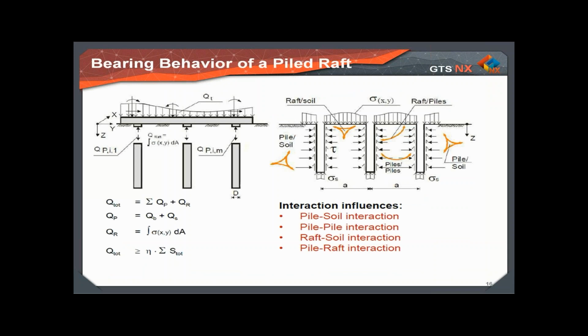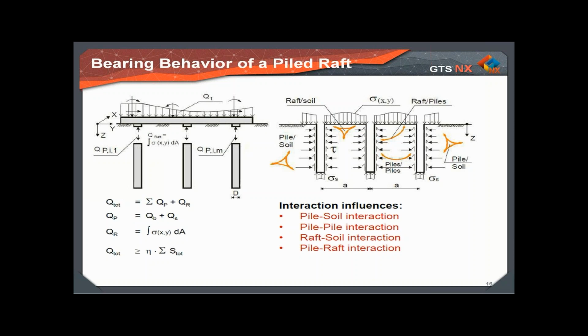Piled rafts and their bearing behavior are a very good example of soil structure interaction. If we have a look here on the left side, we have a raft separate from the piles, so the raft itself has its own interactions with the soil around it, and the pile has interactions with the soil around it. And there is interaction between the piles, the raft, and the piles themselves, which is summarized here on the right side.